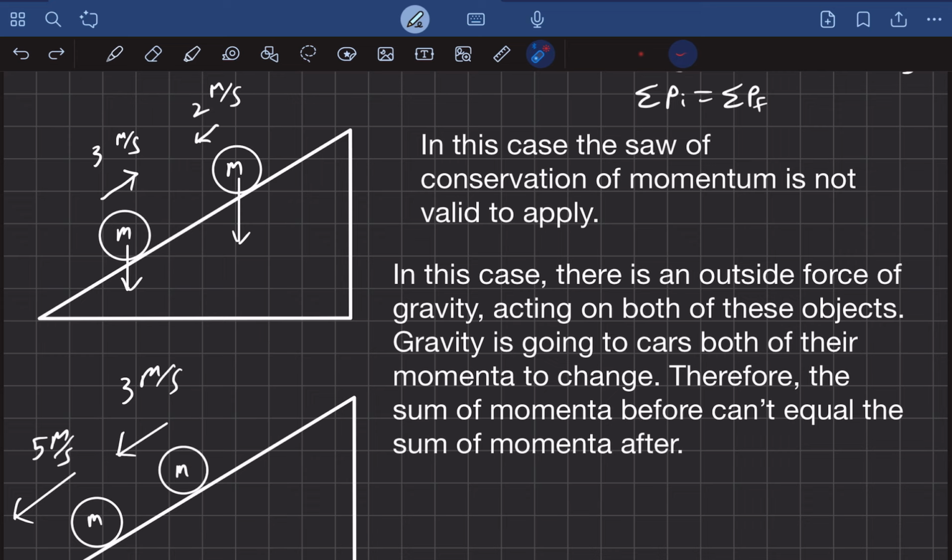So the reason that conservation of momentum does not apply is because we have an outside force of gravity. We're not taking gravity into account in this scenario. Gravity is going to change both of the masses' momenta. And therefore the sum of momenta before cannot equal the sum of momenta after.